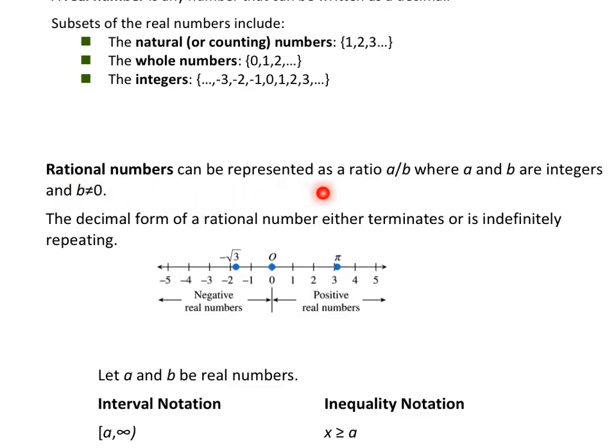Rational numbers can be represented as a ratio of a divided by b, where a and b are integers and b cannot equal 0. The decimal form of a rational number either terminates or is indefinitely repeating. Okay? Negative square root 3, pi, these are all irrational. We'll talk about those in a minute.